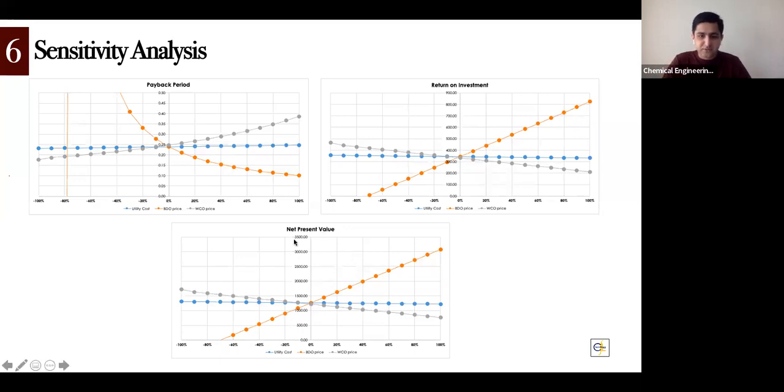Likewise, the net present value, this is the money, the time value. The more money you make, the more value you have. So in that regard, it is of course common sense that the more expensive biodiesel is, the more money we make. The less expensive it is, the less money we make.